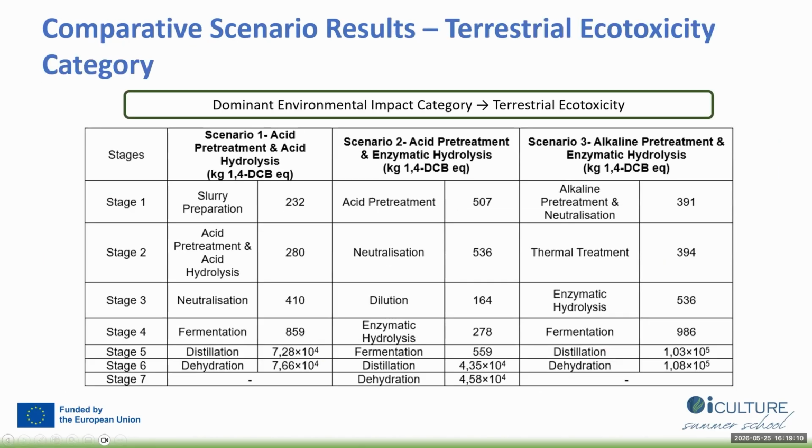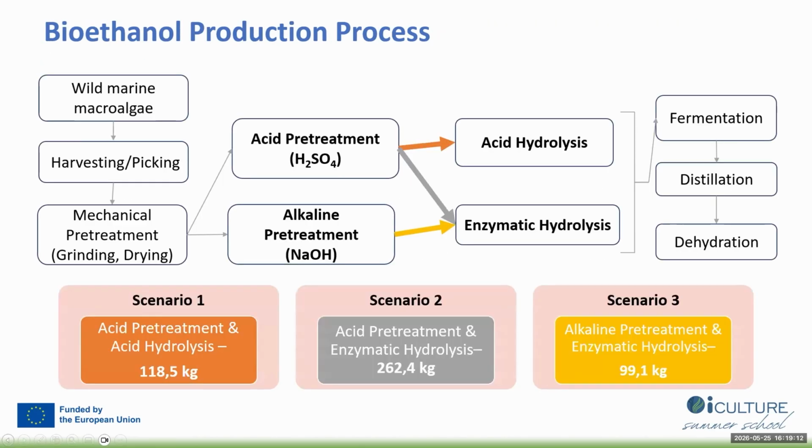So we have scenario 1 that utilizes acid pretreatment combined with acid hydrolysis. Scenario 2 pairs acid pretreatment with enzymatic hydrolysis. And scenario 3 combines alkaline pretreatment and enzymatic hydrolysis.